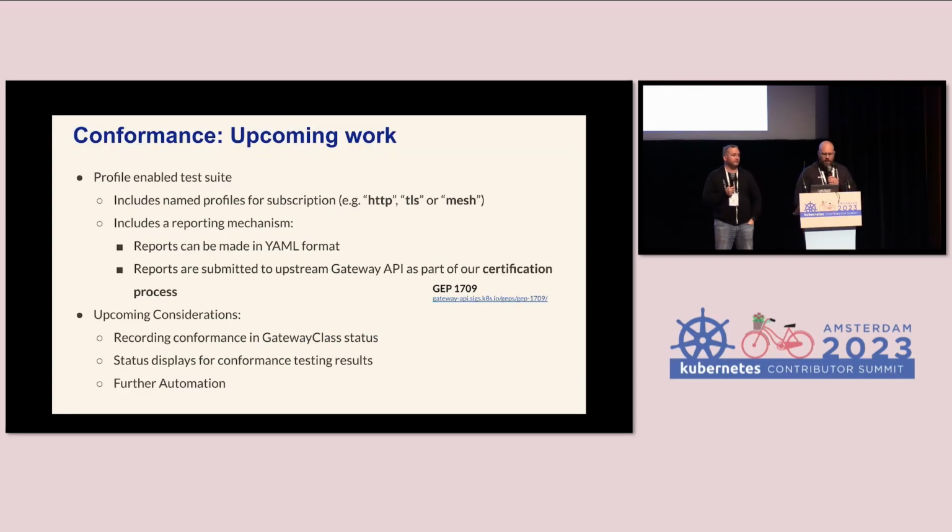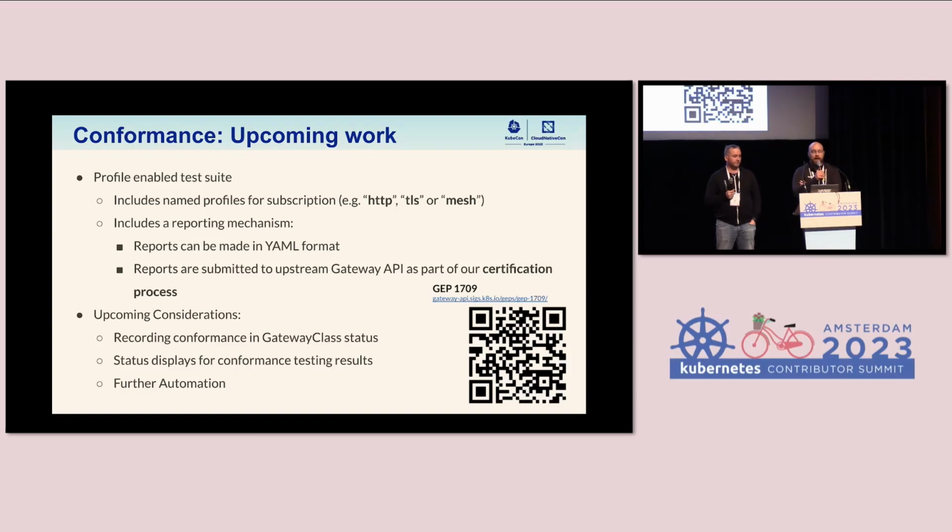Yeah. And then we're working on conformance profiles, which is basically on top of the conformance tests. It enables subscribable names like HTTP, TLS, and mesh. These are the initial ones that we're working on. And then a reporting mechanism. Before, it was just conformance tests: you could use the test suite like a Go library or a CLI and just run the tests on your implementation. Now you'll be able to use profiles, which give you a higher level thing. These will result in actual reports that can then be submitted upstream as part of our upcoming certification process. We don't know exactly how all of that looks just yet.